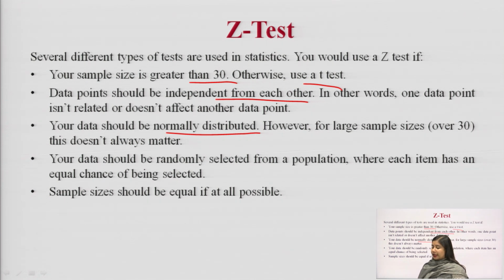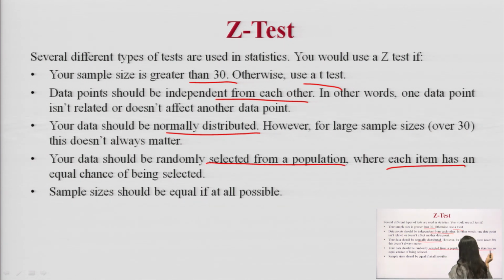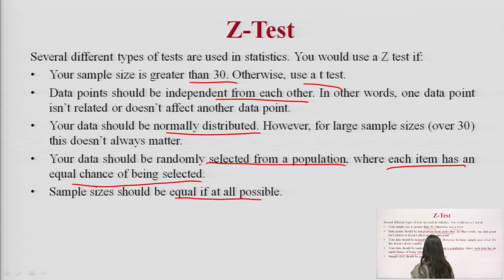The next point is your data should be randomly selected from the population, where each item has an equal chance of being selected in the Z test, and the sample size should be equal if at all possible, means in all the sets of data your sample size should be equal. Like if you are comparing the performance of two different batches of students, then their strength should be the same.